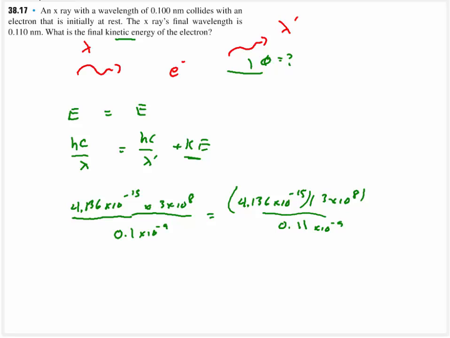And by the way, we are very happy that the wavelength has gotten longer because the energy has left the photon, plus the kinetic energy that is gained. And we're going to get 1.13 times 10 to the 3rd electron volts is going to be the kinetic energy when you go ahead and you solve that.